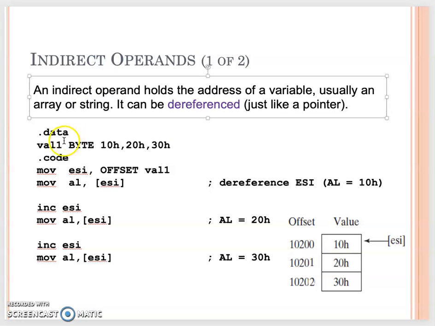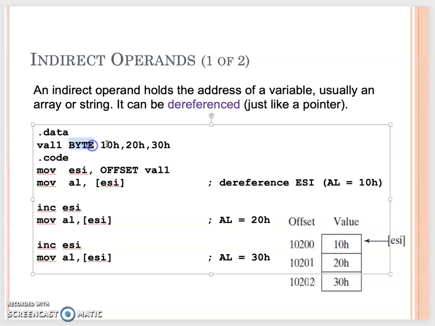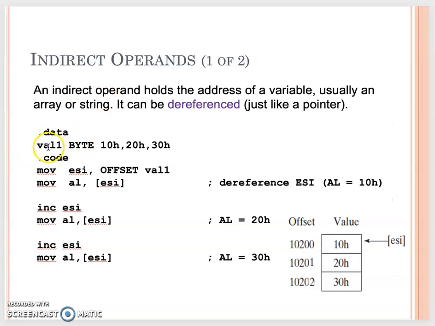So we see, for example, here you have your val1 defined as byte. So then we have 3 elements. Indirect operand means you're only using the memory location, saving it in a register, then using that register to access the data. So we see here, for example, we have the val1, right? So the val1 actually looks like this. That's the beginning of val1. So you have 10, 20, 30.